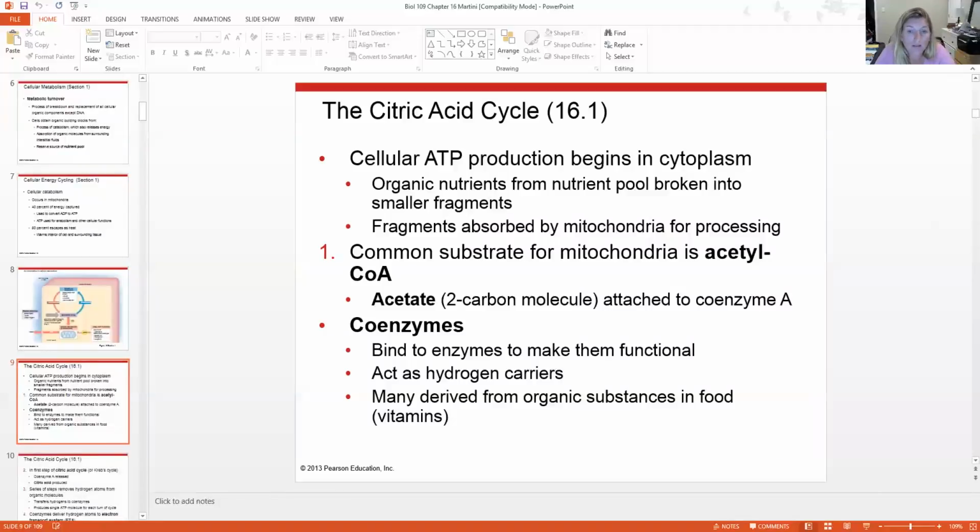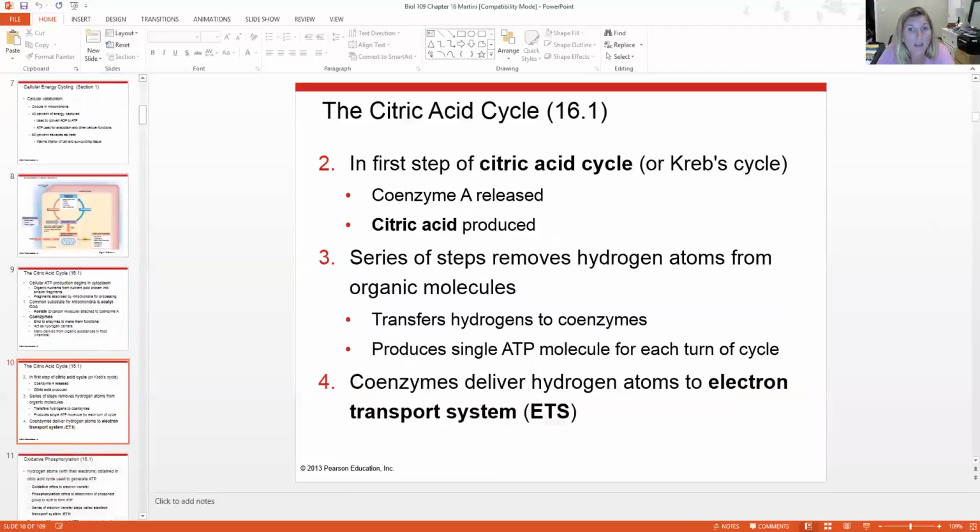Coenzymes are basically little molecules that bind to enzymes to make them work, or to make them work better, really. They act as little hydrogen carriers, and they're usually derived from vitamins. The first step of the citric acid cycle is when coenzyme A is released and citric acid is produced. The series of steps throughout this cycle remove hydrogen atoms and transfer the hydrogen atoms to other coenzymes. Little ATP molecules are produced. There's just really one or two.